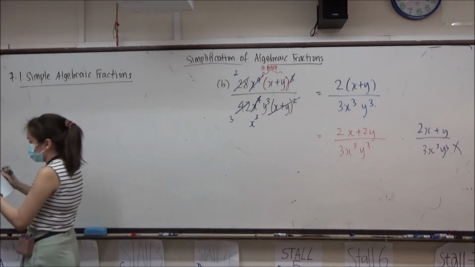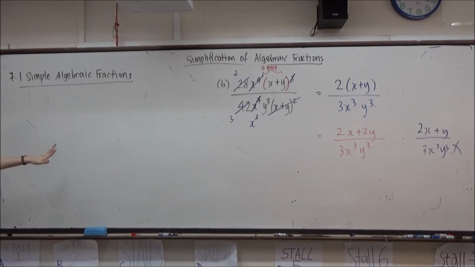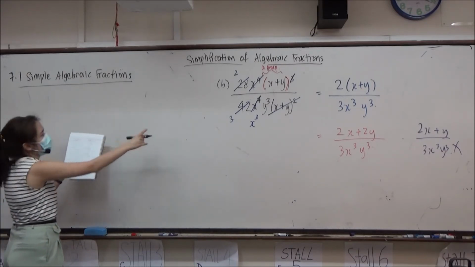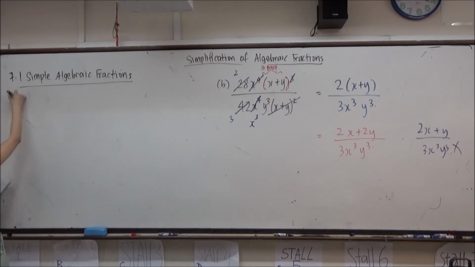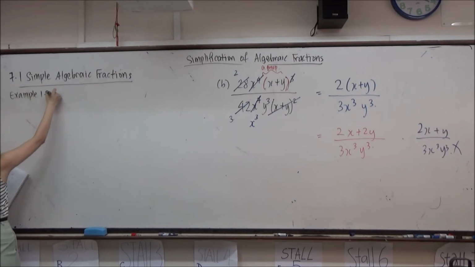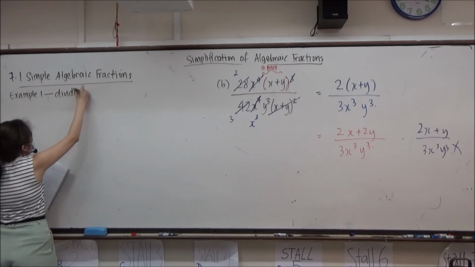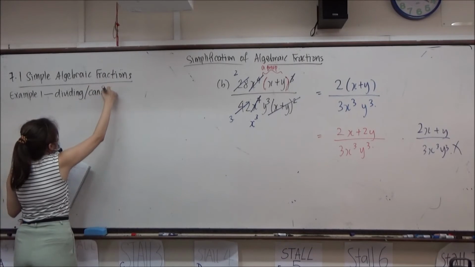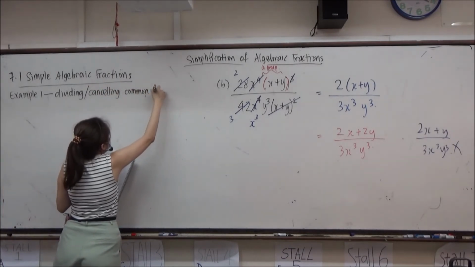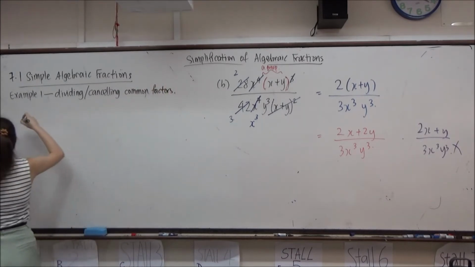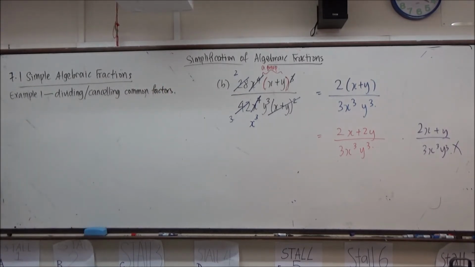Alright, so now, these are the simple ways of simplifying a fraction. There are times whereby it involves factorization. So this type of question was to divide by common factors. Example 1 was on dividing, or cancelling, common factors. Very straightforward. Cancel only.